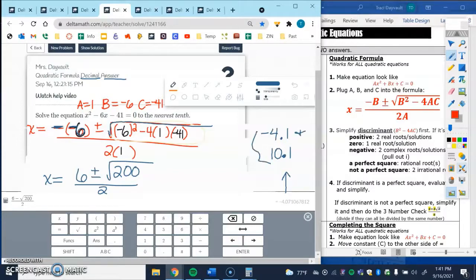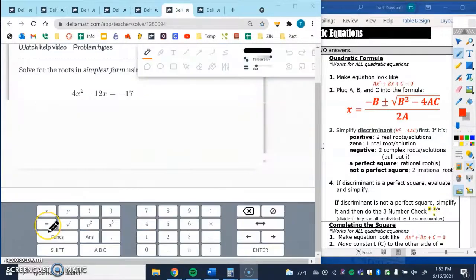These aren't the exact answers because we had to round. If it asked you for the exact answer, we would simplify the square root of 200 and do the 3-number check and leave our answer more like this so that we have an exact answer instead of having to round it. Let's do another example.